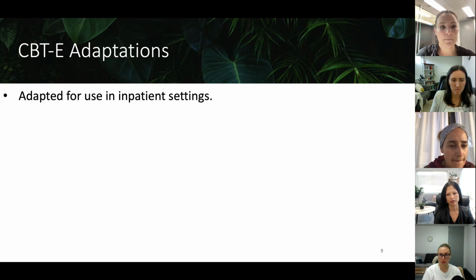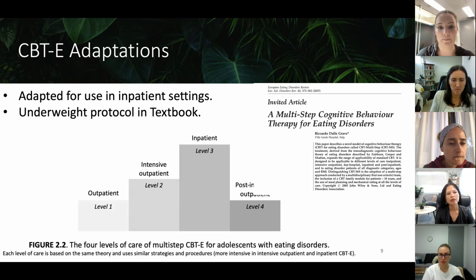So there have been some adaptations to CBT-E. It has been adapted by the Dalle Grave group in Italy for inpatient settings. That's a little image of his version of the step up, step down program in which they use CBT-E, but it's more and less intensive depending on what level of treatment the patient's engaged in. And then obviously in the CBT-E textbook as well, there's a specific protocol and chapter dedicated to patients who are significantly below the weight that they need to be at.